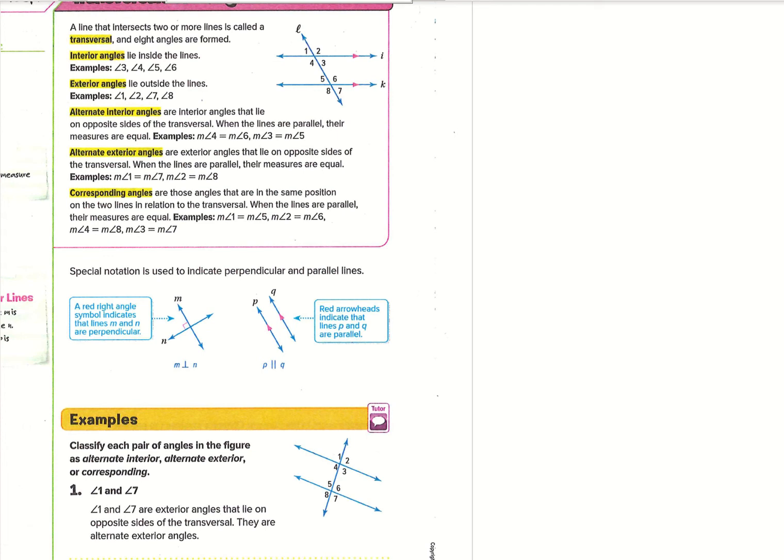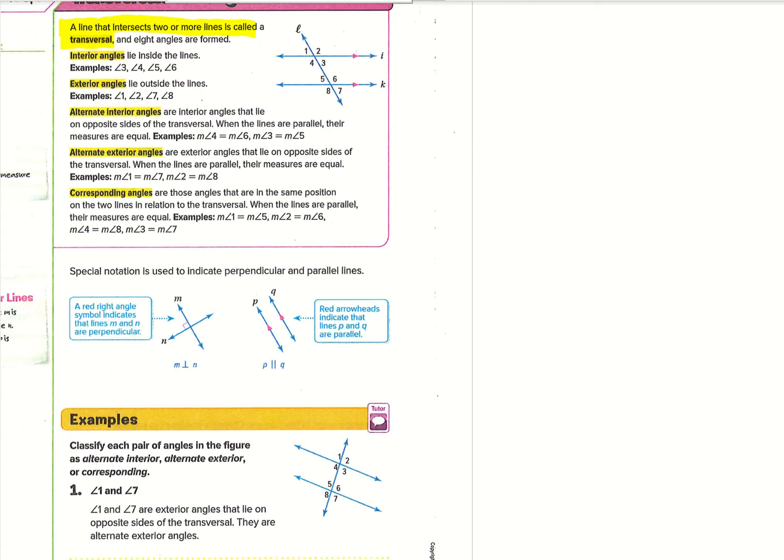The first one we have is a transversal, and that is a line that intersects two or more lines. Most of the time when we look at this, we're going to look at something like this.